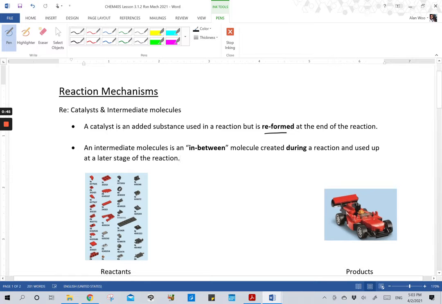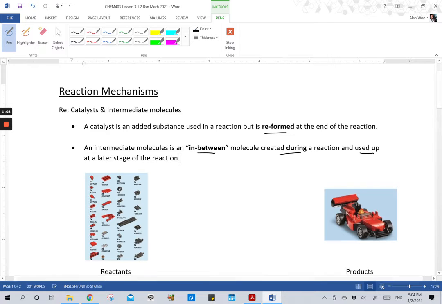Now, as for the intermediate molecules, they are basically in-between molecules, kind of like transition molecules. They're not really reactants, but they're not fully formed products yet either. There's something in between. These are created during the reaction, and they will be used up in a later stage of the actual reaction itself.